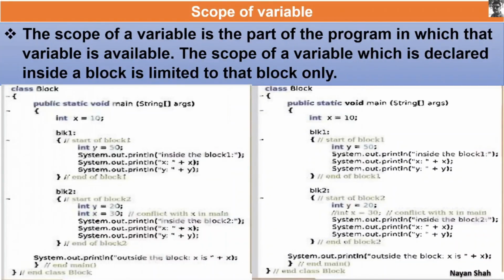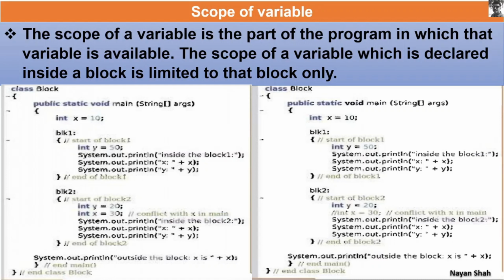Let us see this program which is given in the textbook. If you see here, public static void main, class block, the class is a block, and then inside we have the main method. Inside the main method we have the variable int x = 10.